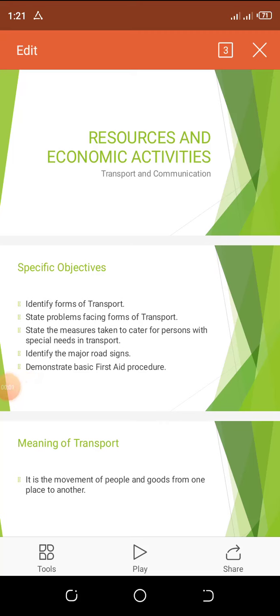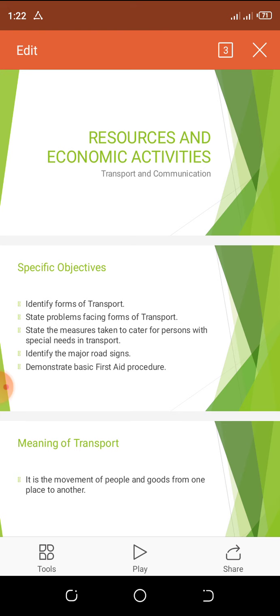So today we want to see transport under resource and economic activities. Specific objectives: identify forms of transport, state problems facing forms of transport, state the measures taken to cater for persons with special needs in transport, then identify the major road signs, then finally demonstrate basic first aid procedure.